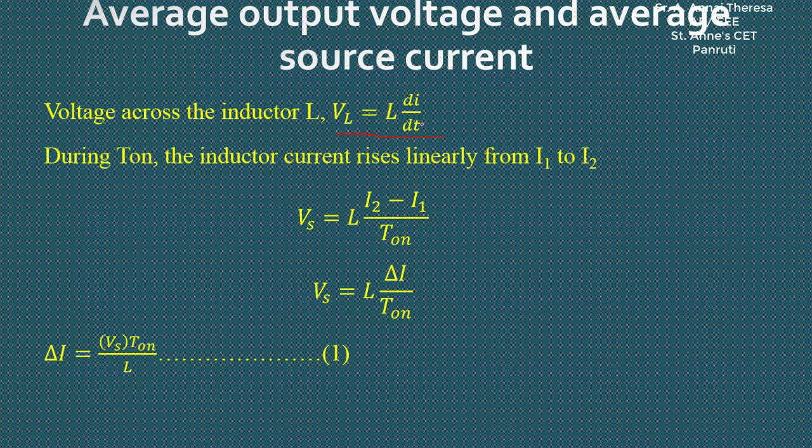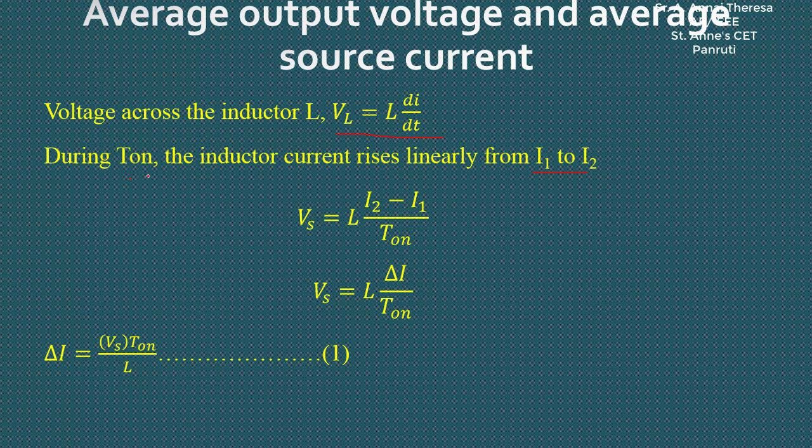During turn on time, the current rises linearly from I1 to I2. So we can write this equation in the turn on period. That is, when the switch is on, in mode 1, the inductor voltage VL is equal to Vs, which is equal to L into di by dt, that is, the current changes from I1 to I2. So I2 minus I1 by the time, which is T on.